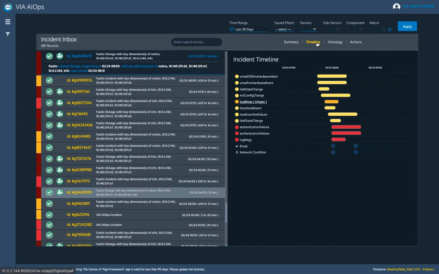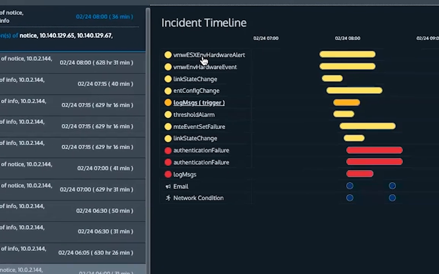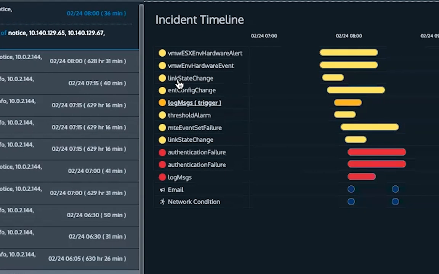Looking at the timeline of the incident, we noticed that a number of events started to come in around hardware alerts, link state changes, and so on. But then we noticed a trigger incident. A trigger incident is an incident that qualifies to start an incident because of its severity or because of its potential to impact the service experience.